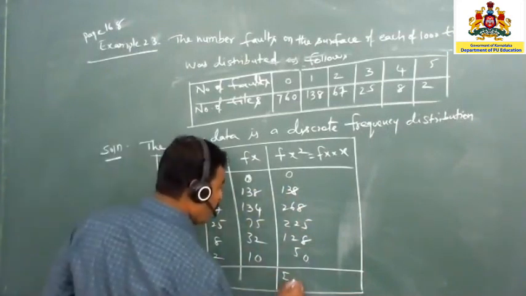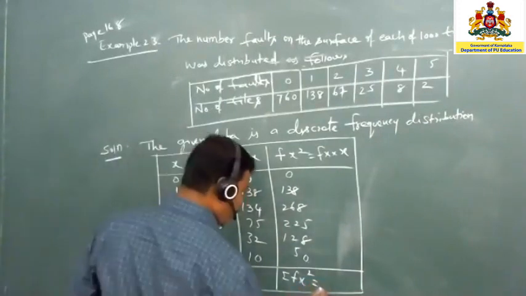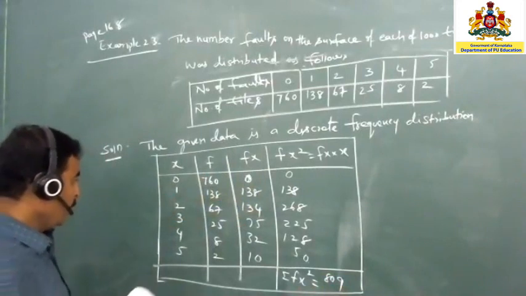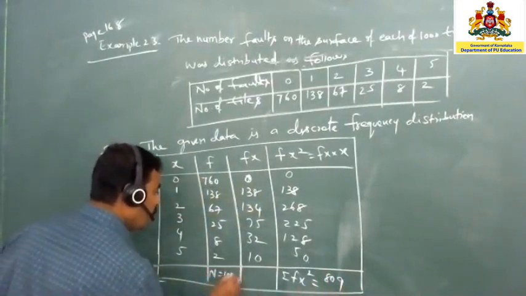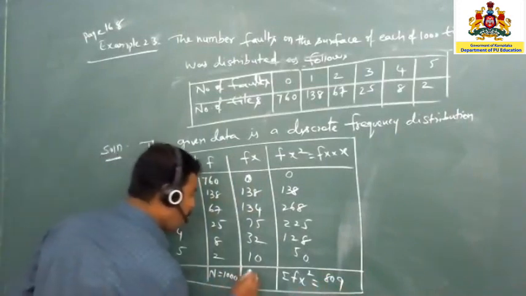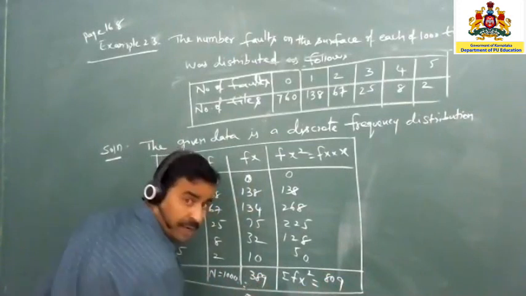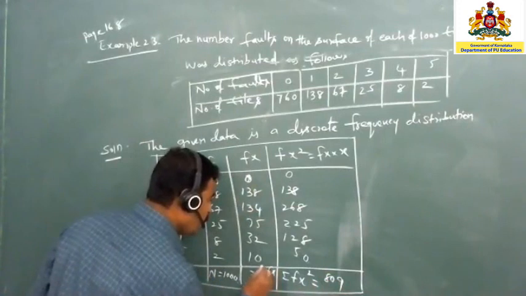Total summation fx square is equal to 809, and capital N is 1000. Fx total, summation fx, is 389.